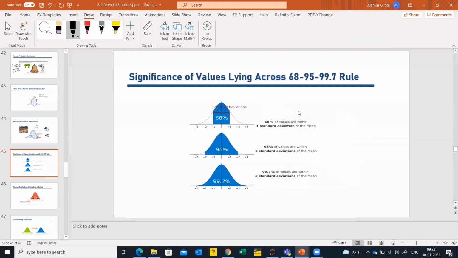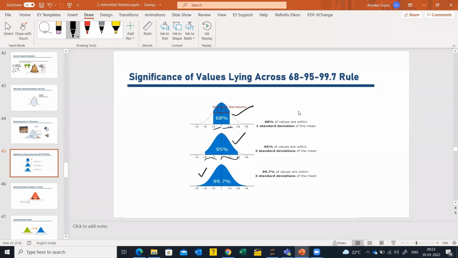Let's see here where we say that if the data lies within one standard deviation, it means this part, minus 1 and 1. So in one standard deviation, you have 68% of the data for a standard normal distribution. Next, within 2 standard deviations, you have 95% of your data. And within 3 standard deviations, you have 99.7% of the data, right?